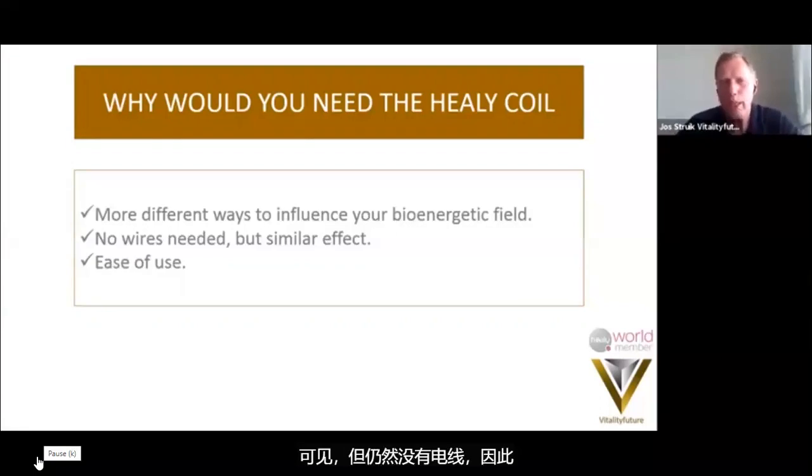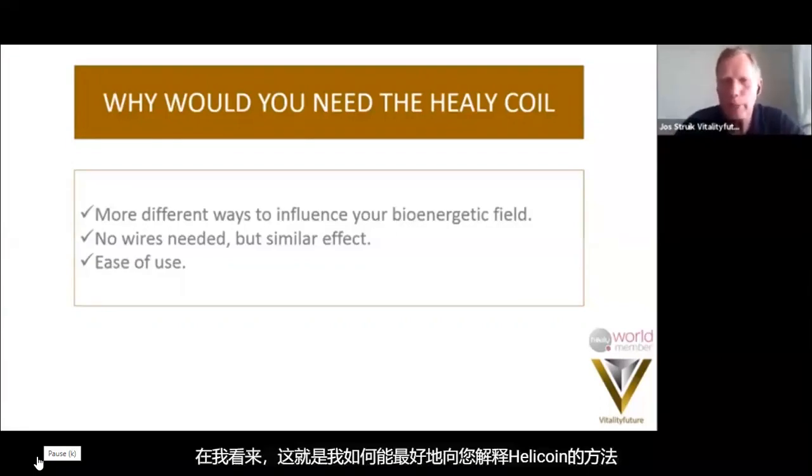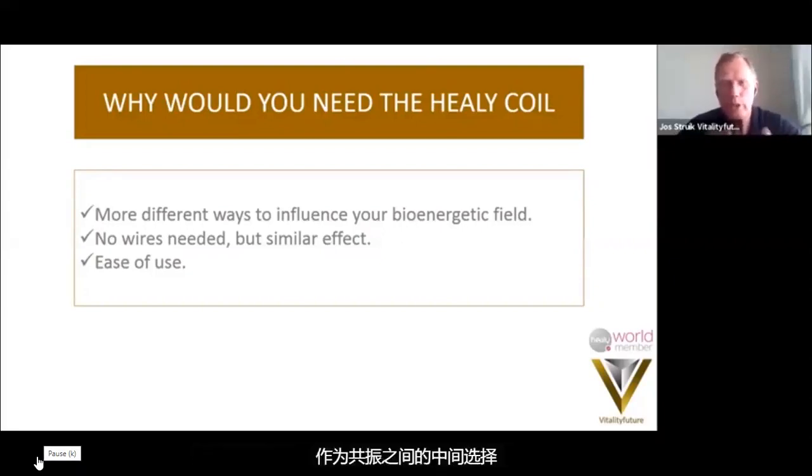So that's, in my opinion, how I can best explain the Healy coil to you as an in-between option between the resonance and the microcurrents, with ease of use and giving you an extra option to influence your bioenergetic field. That is what it is all about.